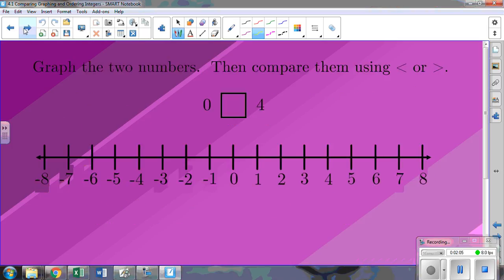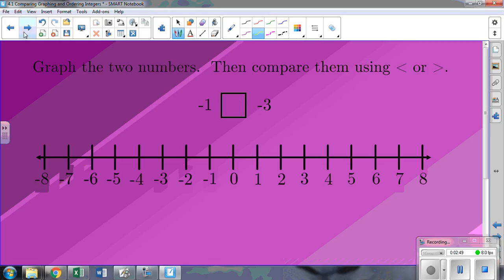Graphing on a number line is nothing more than putting a dot over the tick mark. If we want to graph 0 on a number line, all we have to do is put a dot on top of the 0. To graph a 4, we just put the dot on the 4, and that's it. When we compare these using less than or greater than, we simply need to remember that whichever number is farther left, the inequality symbol points at it. Since 0 is farther left than 4, we have less than. 0 is less than 4.